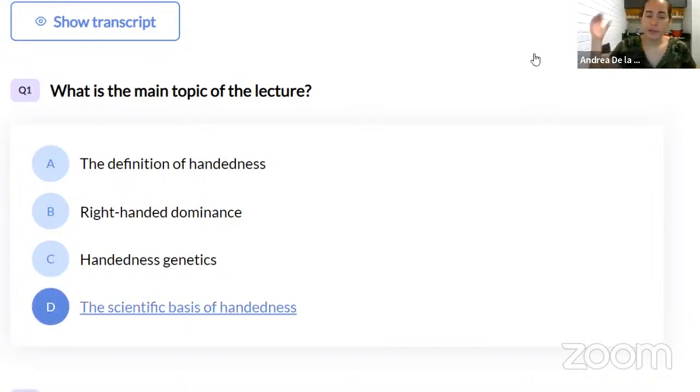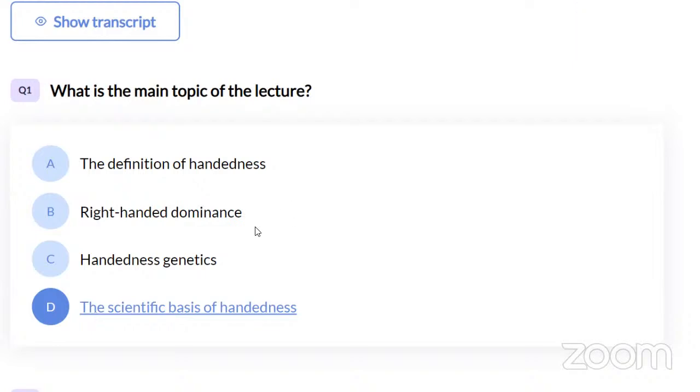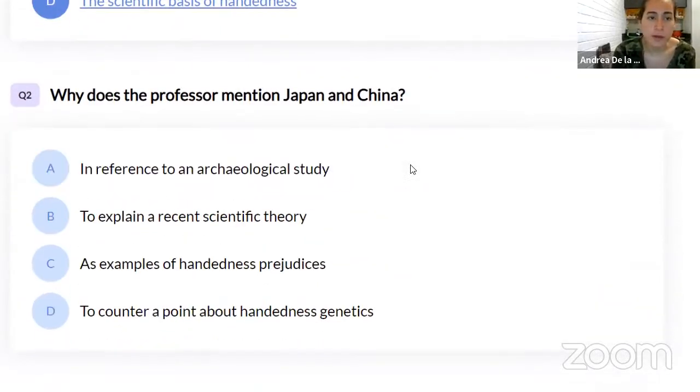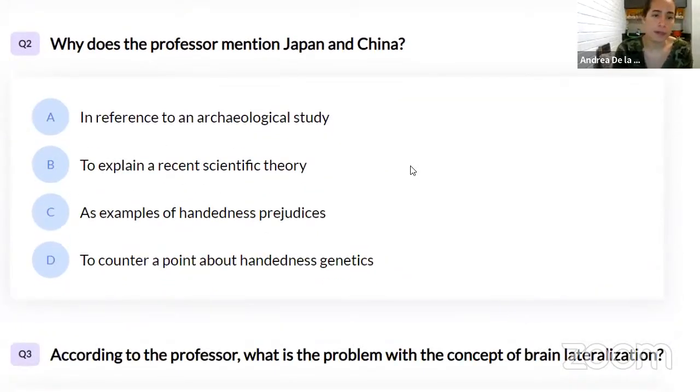They do talk about everything else that is in options A, B, and C. You know, they talked about the definition of handedness, right-handed dominance, and handedness genetics. But overall, it was all related to the science behind handedness, right? Please guys, give me a second. Okay, thanks, sorry. So yes, the scientific basis of handedness encompasses everything, right? All of the other ones are too specific.